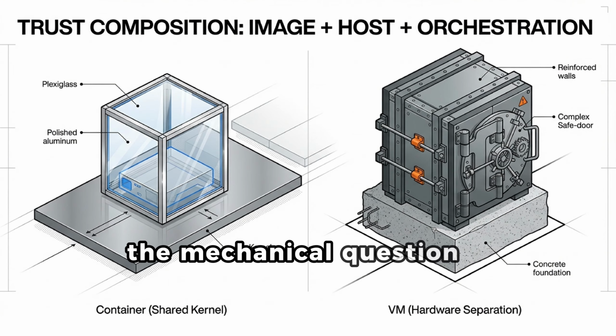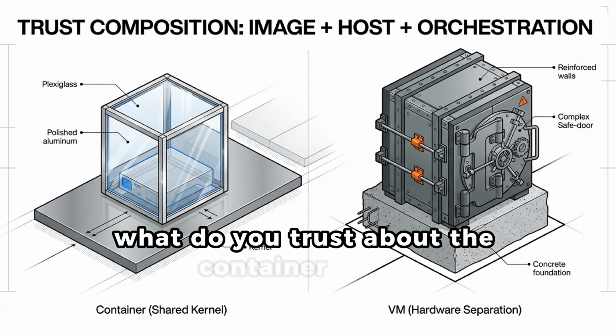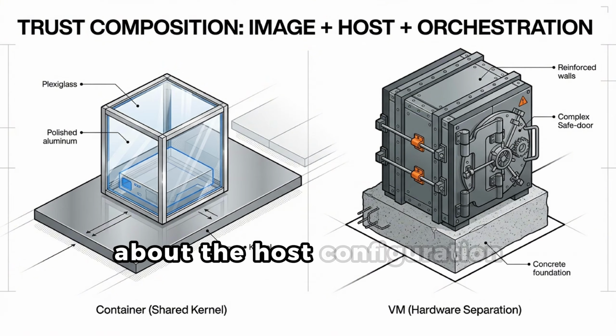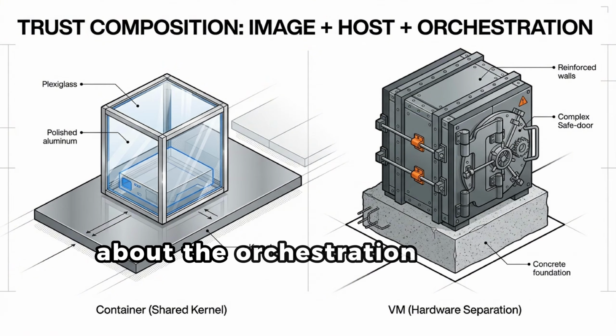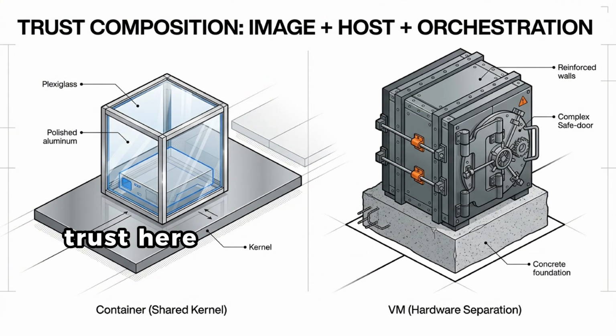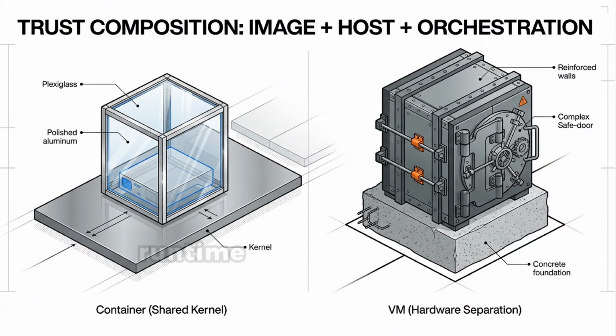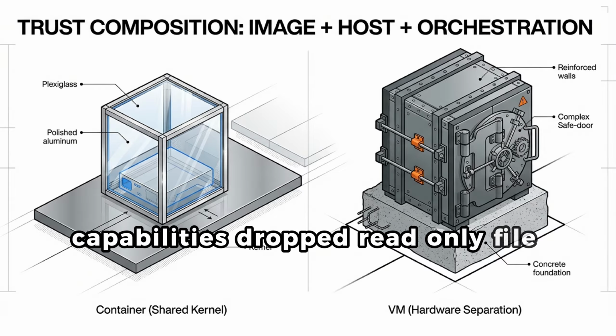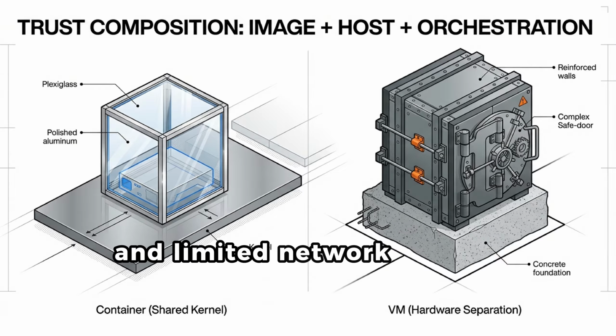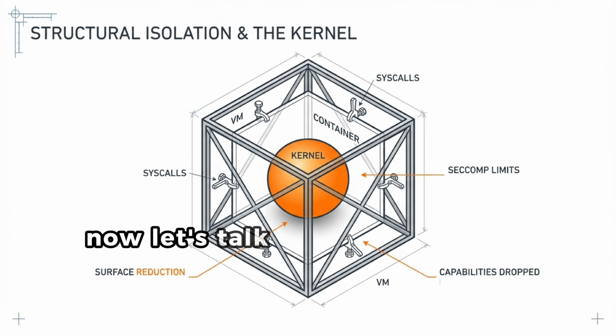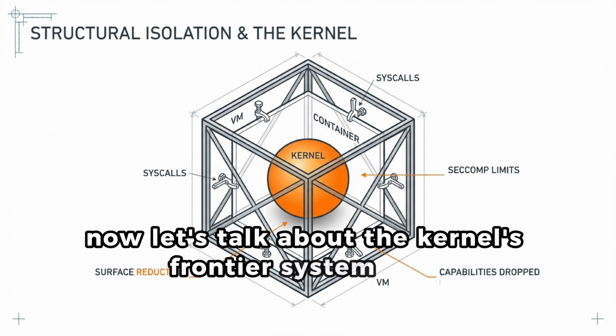The mechanical question is, what do you trust about the container image, about the host configuration, about the orchestration system? Trust here is a composition of many smaller controls: image signing, runtime seccomp filters, capabilities dropped, read-only file systems, and limited network policies. Now let's talk about the kernel's frontier, system calls.